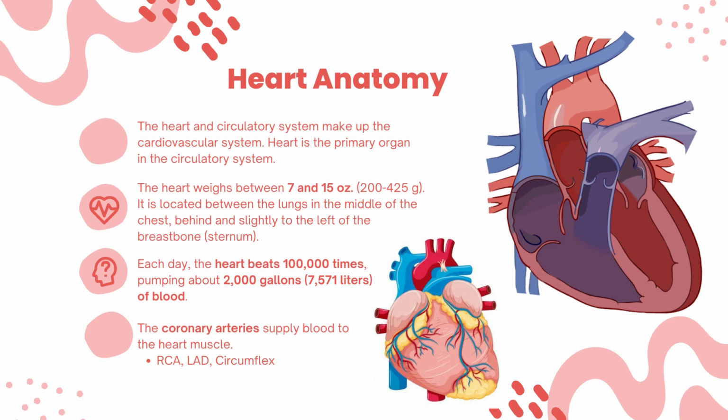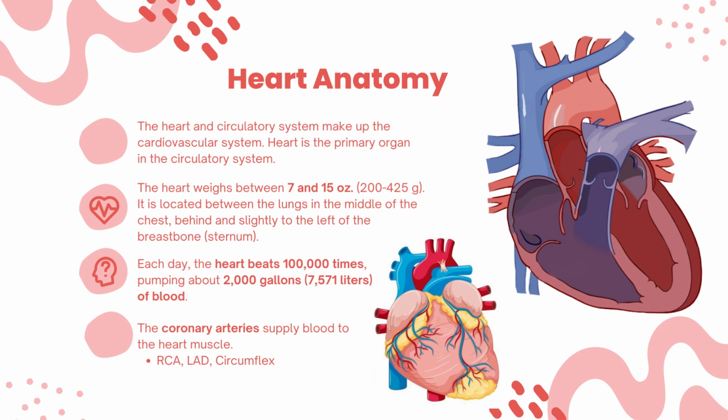So, heart anatomy. Now, the heart and the circulatory system make up your cardiovascular system. The heart is a primary organ in that circulatory system. And the heart weighs between 7 and 15 ounces, and for those of you that use a metric system, it's between 200 and 425 grams. It's a little larger than the size of your fist. It's located between your lungs, in the middle of your chest, right behind and slightly to the left of your breastbone, also known as a sternum.